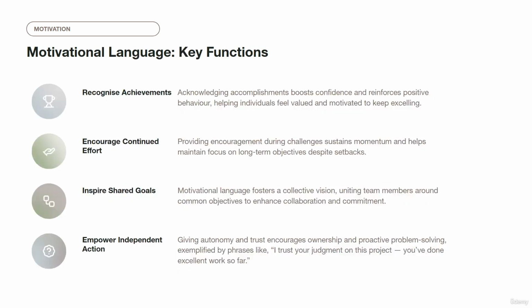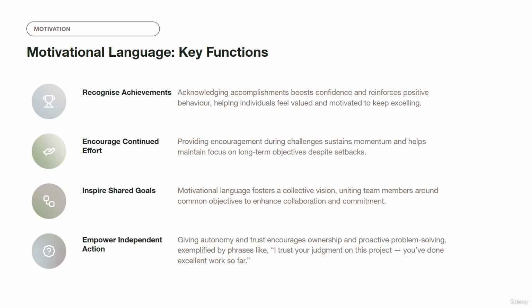Some ways that you can motivate staff with your language are by recognizing achievements. Acknowledging accomplishments boosts confidence and reinforces positive behavior, helping individuals feel valued and motivated to keep excelling. People want to be seen when your staff do something good. They like to know that that's been noticed. So recognizing achievements is important. Encourage continued effort. Providing encouragement during challenges sustains momentum and helps maintain focus on long-term objectives despite setbacks. So when things aren't going so well, when maybe mistakes have been made, maintain the encouragement. Don't knock the person down.